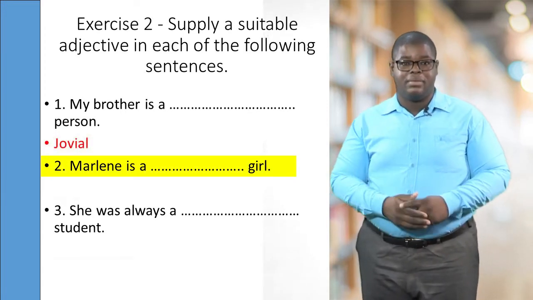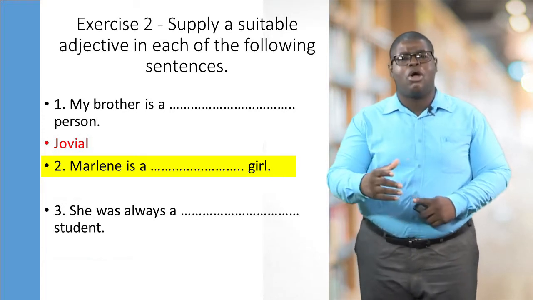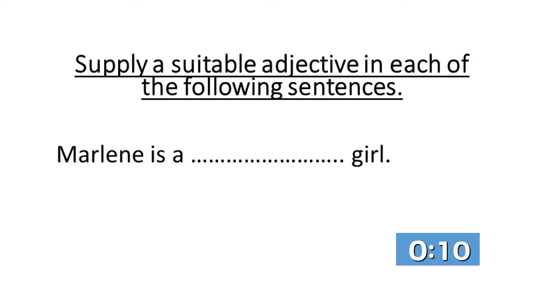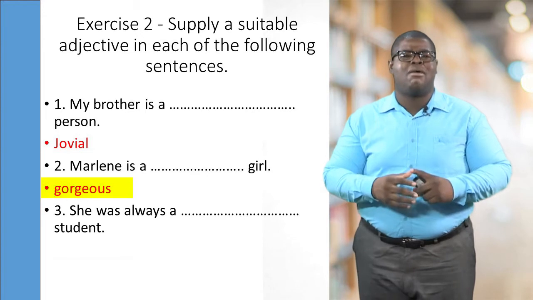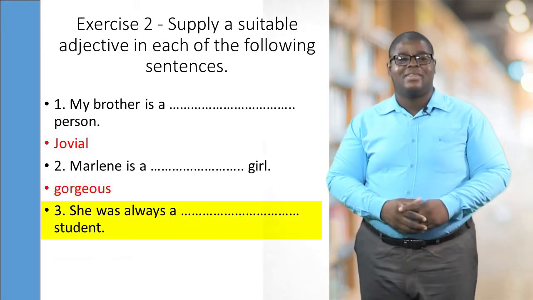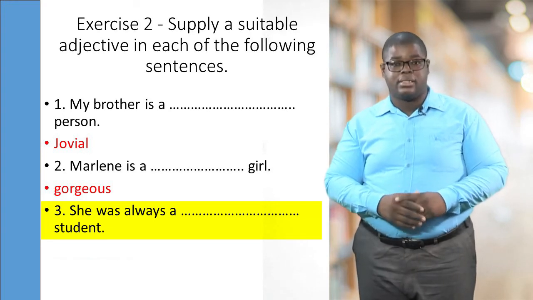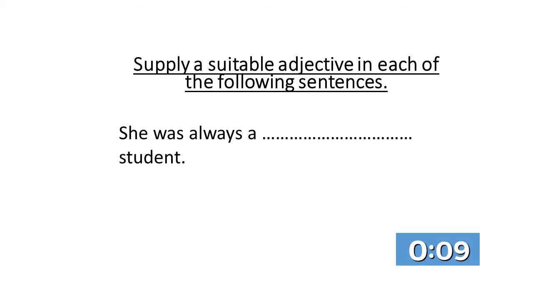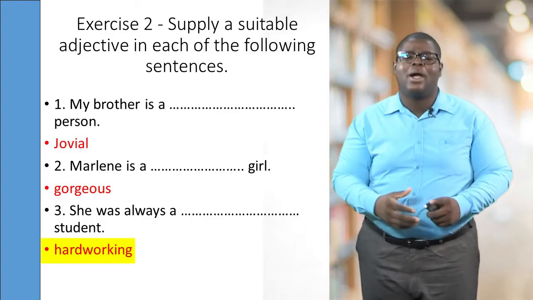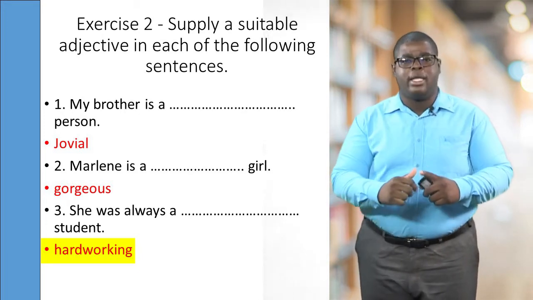Marlene is a girl. Call out an answer. What is an adjective that can go there? Now, one example that I have here is gorgeous. Marlene is a gorgeous girl. Sentence 3. She was always a student. Call out an adjective here. Now I have hardworking. She was always a hardworking student.